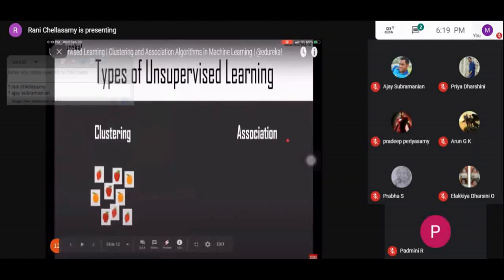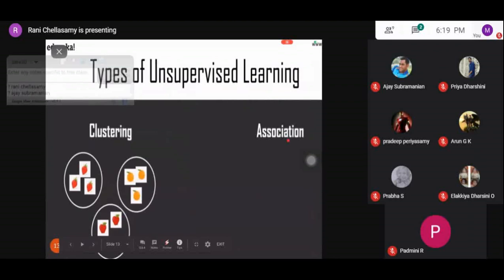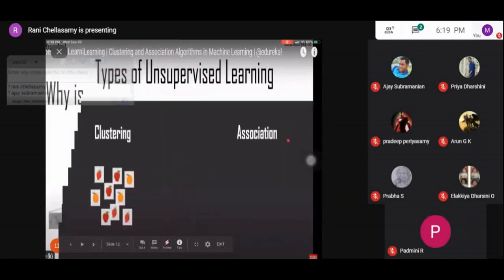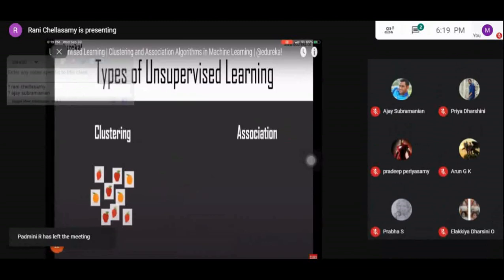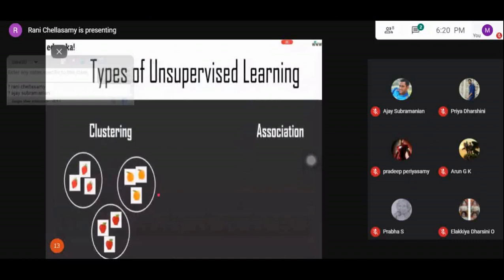Suppose you are given a basket full of fruits. Now the task is to group the fruits based on their shapes or colors, whatever features can be taken into account, and group them into one cluster. See here, we have three such groups made, based on the different colors and shades and the fruit names.